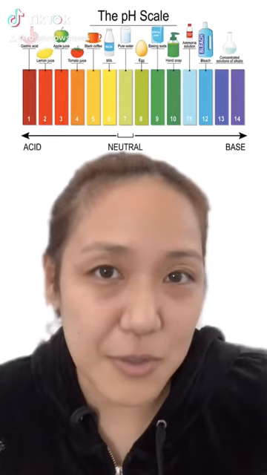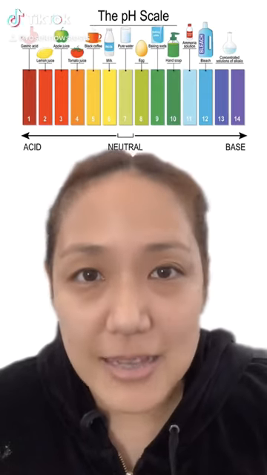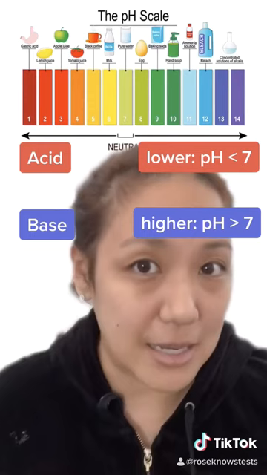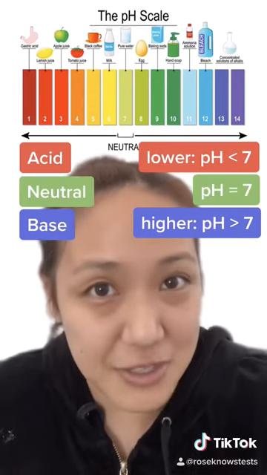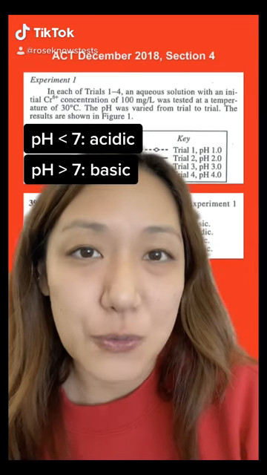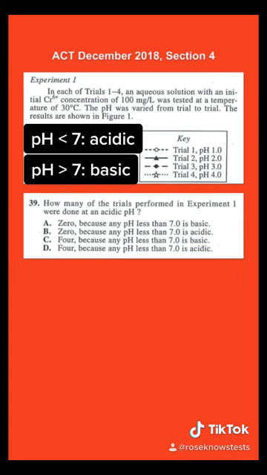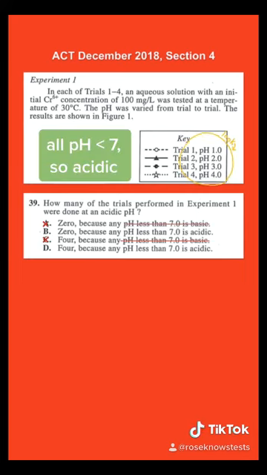A helpful way to remember the pH scale is that acids and bases go in alphabetical order, so acids are lower and bases are higher. And remember that pH 7 is neutral. pH less than 7 is acidic and greater than 7 is basic. Using that fact alone, we can eliminate answers A and C. Look at the key. All the pHs are less than 7, so the correct answer is D.